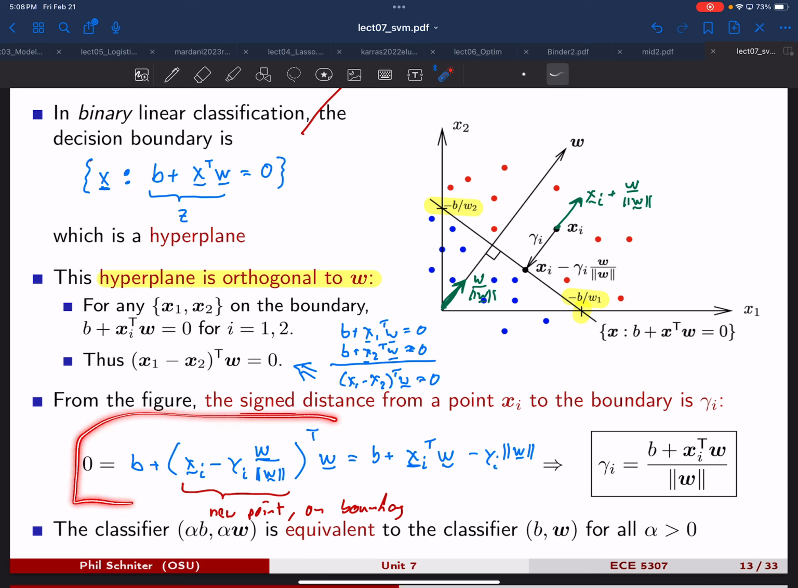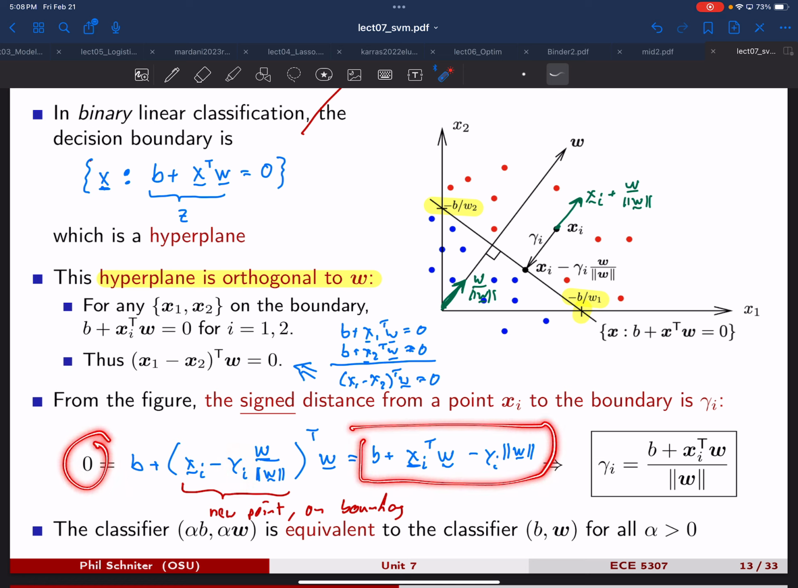And essentially, we're just trying to back solve for the gamma i that makes this true. And when we know that this equals 0, we just basically solve for gamma i, and we get this. So this is the signed distance from the point xi, any training point, to the boundary. And as you can see, this could be positive or negative depending on the sign of the numerator. So that's why it's a signed distance.